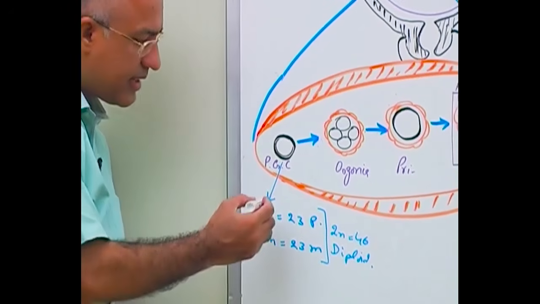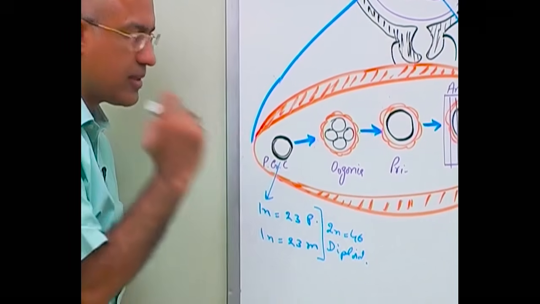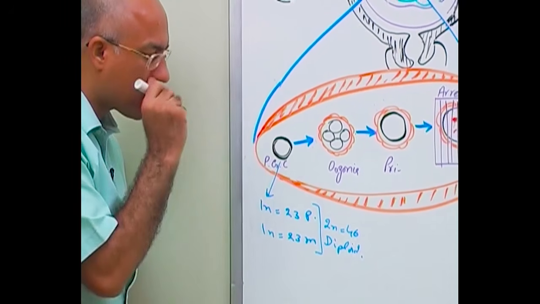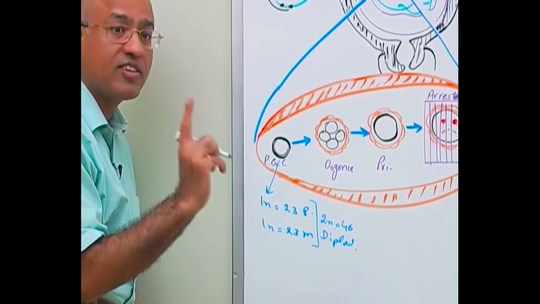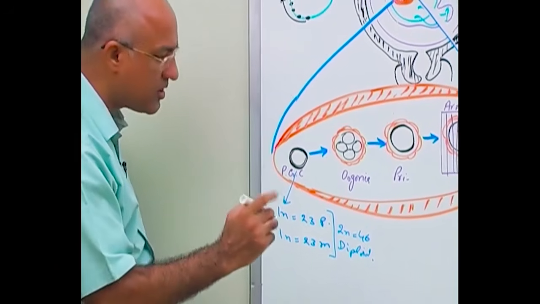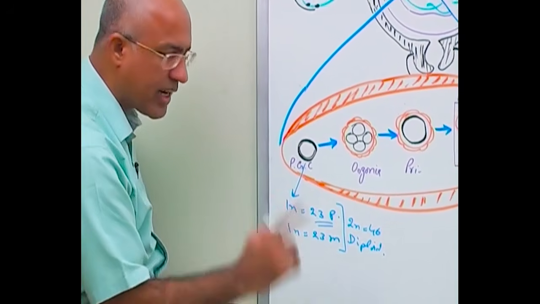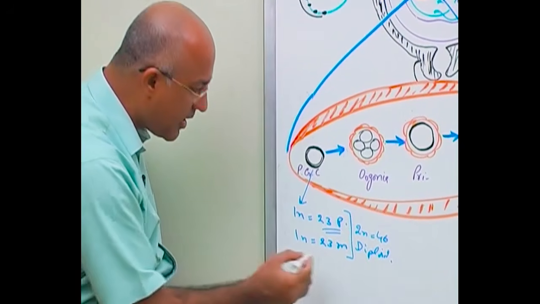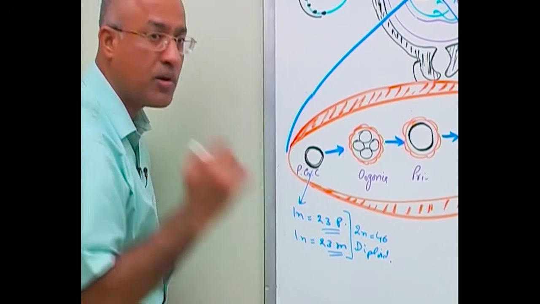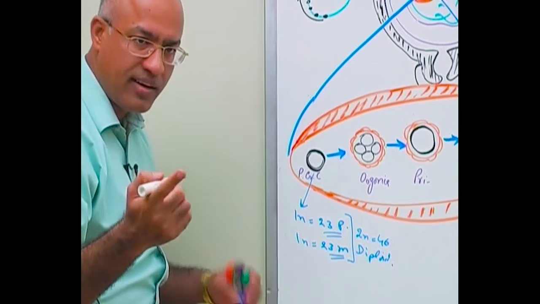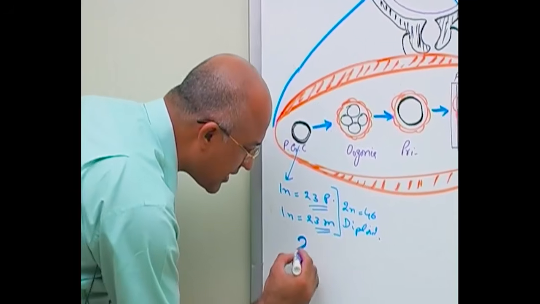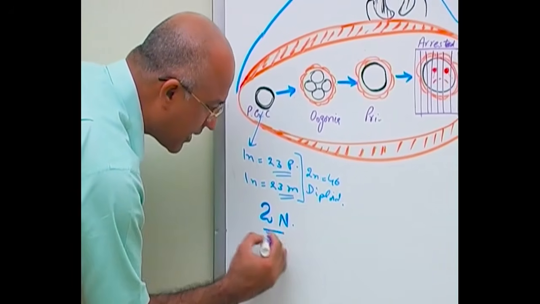These diploid chromosomes are present in the primordial germ cell, and all the chromosomes are single structured. The 23 paternal chromosomes provide 1n amount of DNA, and the 23 maternal chromosomes also provide 1n DNA. So the total amount of DNA is 2n.